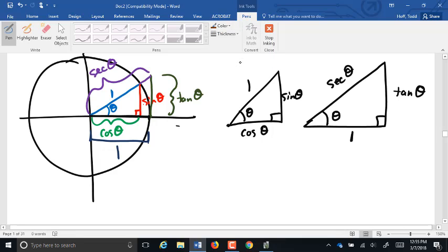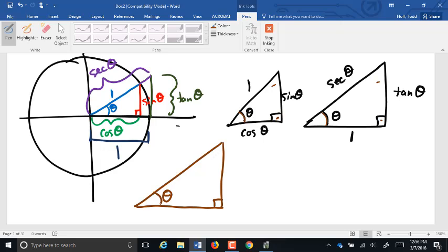What can I say about those two triangles? Exactly, they're similar. They both have the right angle, and they both have theta in common. If 2 of the 3 angles are the same, the third angle here has to be the same. So they're similar triangles. In fact, any right triangle that has an angle of theta is going to be similar to both of those triangles, because all 3 angles will be the same.